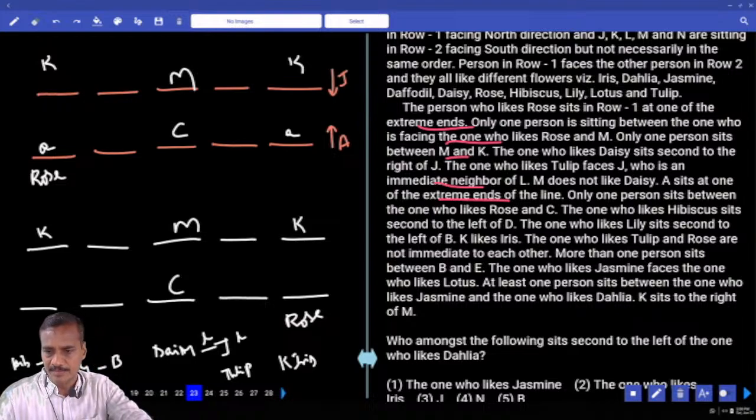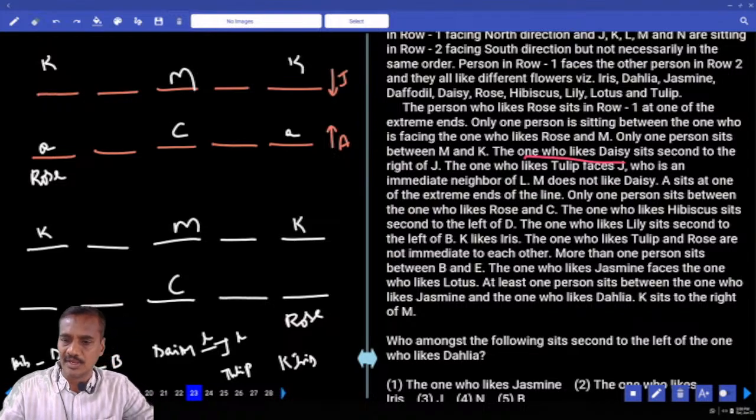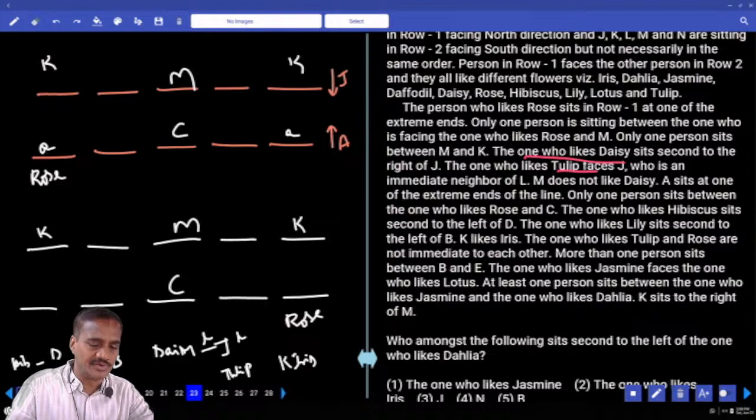Then next, let us fix J. The one who likes dice sits second to the right of J, and the one who likes tulip faces J. J is an immediate neighbor of L.